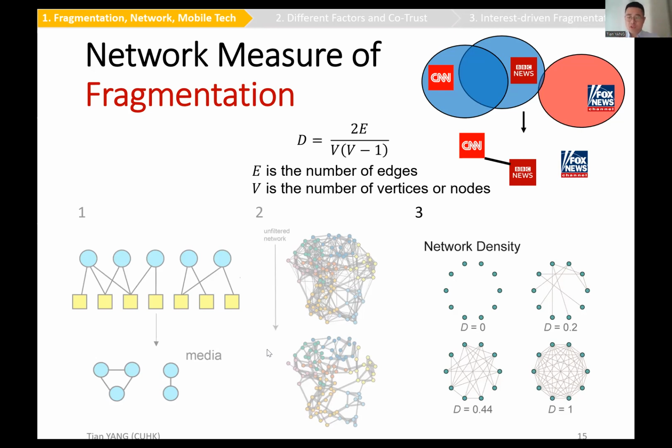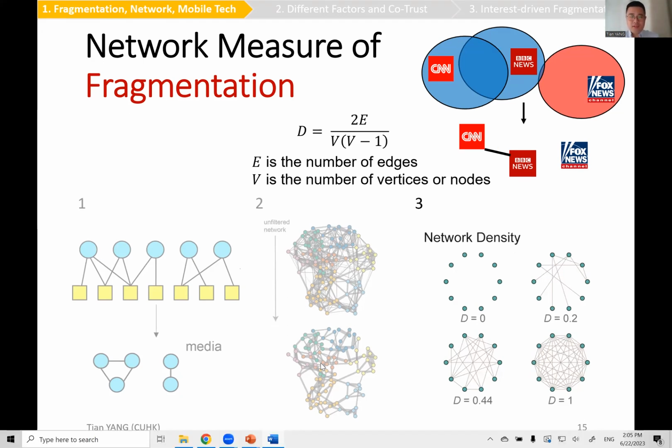Those real world situations always stand in between these two extremes, right? But you can imagine a higher value of density means that it is more like the situation on the right lower plot. So it is a low level of fragmentation. In contrast, a low level of density means that it's more like the situation on the left upper plot. That indicates a higher level of fragmentation.